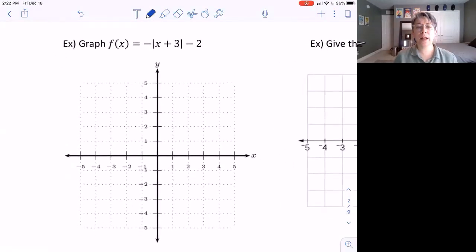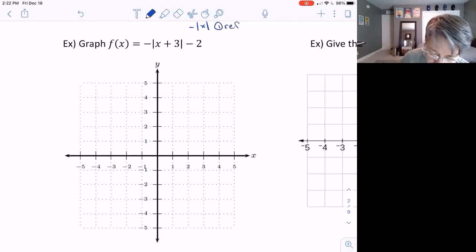We know it's an absolute value, but what does this new function tell us? The negative on the outside of the absolute value means we're multiplying a negative by all of the f of x values, or all of the y values. So that means we are first going to reflect about the x-axis.